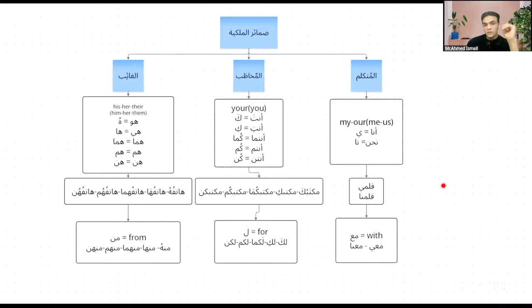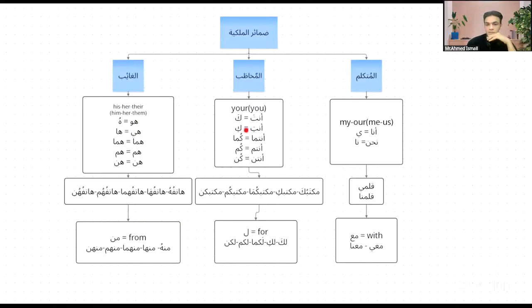What about if I want to say your thing, but for female, or with you, but for female? I would say ma'aki. With you, but for female. For example, minki and laki, for you. So this is generally how you can use that, or how you can say it.